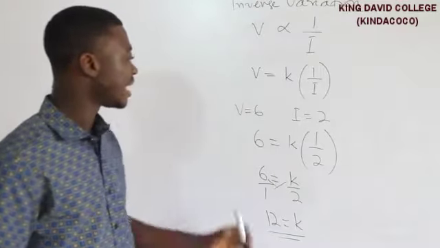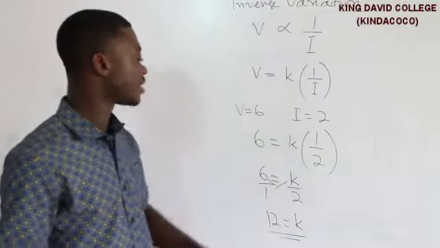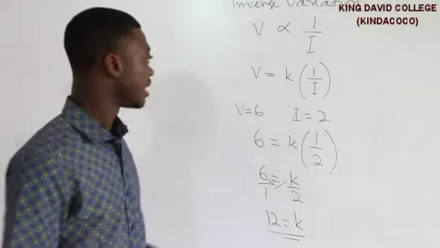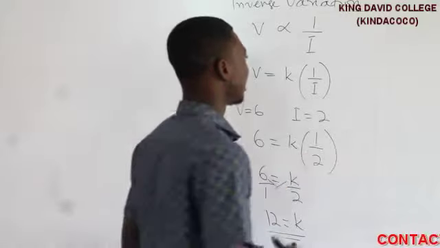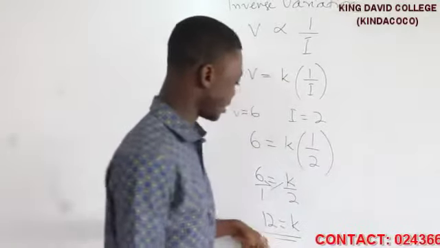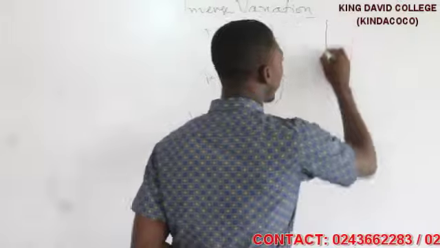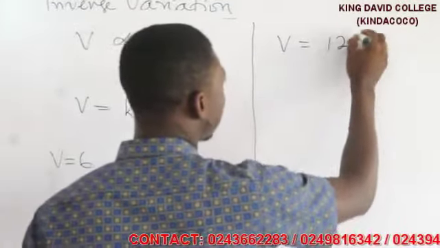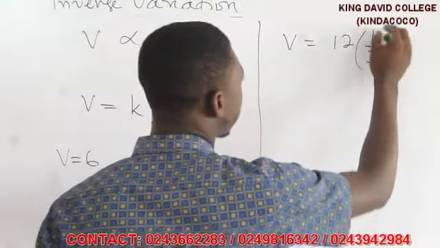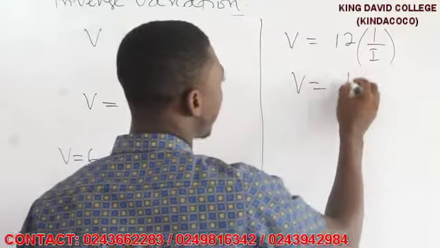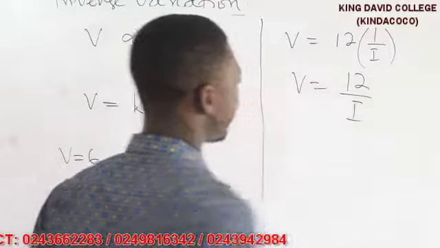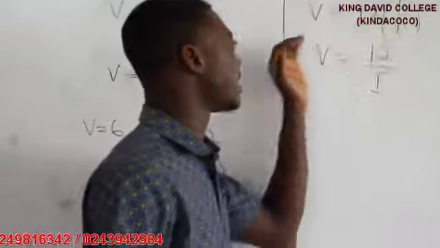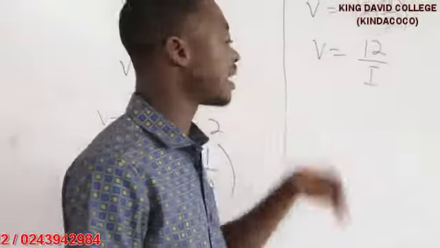So then if we want to rewrite our variation equation using the value we have for the constant of proportionality now, we only have to rewrite this and replace this K by 12. So our new variation equation is going to be 12 times what? 1 over I, which is almost like saying 12 over I. The same thing. Okay. So now they can ask you to find I when V is this, or find V when I is this.